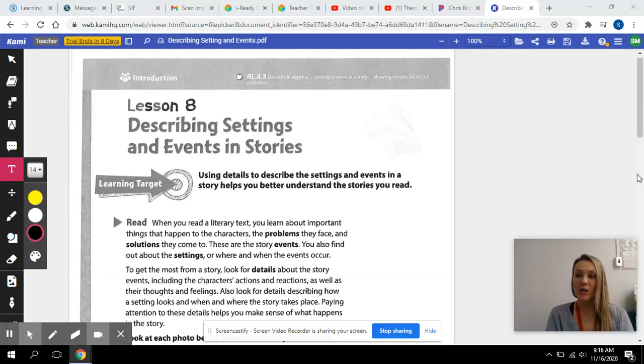Okay, so we are moving on to describing settings and events and stories. Last week we worked on describing characters. This week we're going to work on describing settings and events, and then eventually we'll put that all together to describe characters, settings, events, and how that led to what happened in the story. So I really just want to focus on one skill at a time to make sure you guys really understand what you are doing.